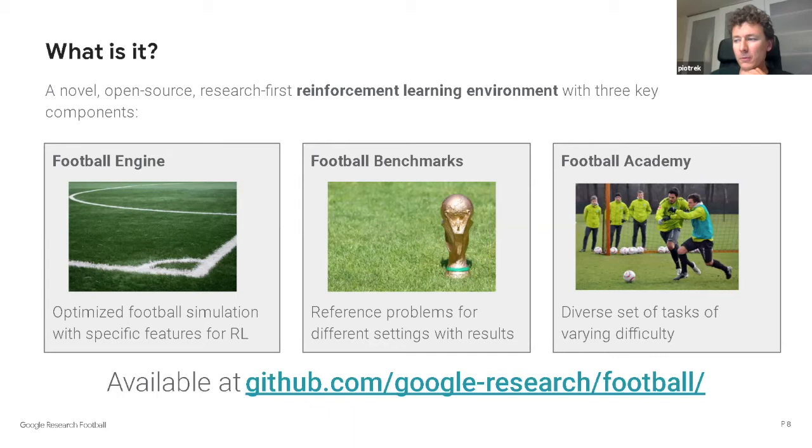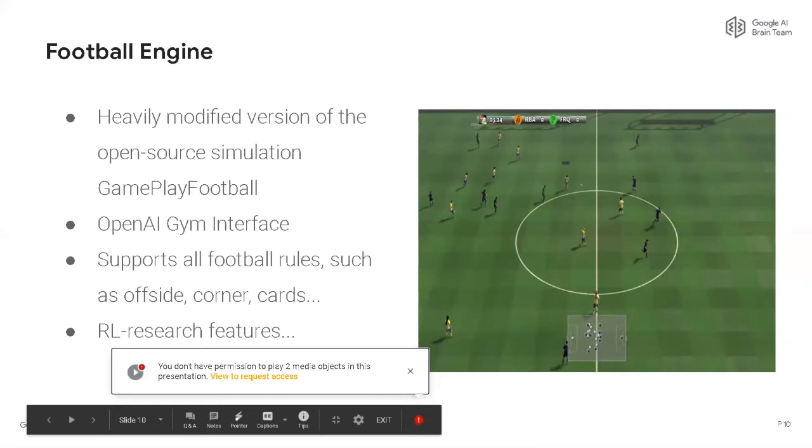So GRF consists of 3 main components. The first component is the game engine itself, which is a highly optimized version of an open-sourced football game. We provide baselines that we can try to beat if you develop a new reinforcement learning algorithm and would like to, for instance, publish a paper.